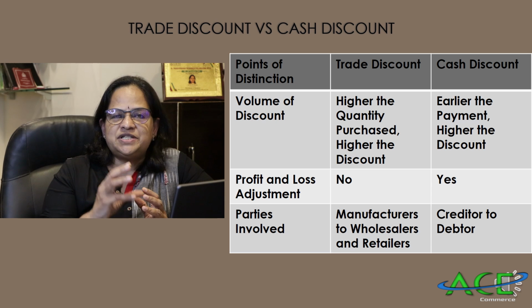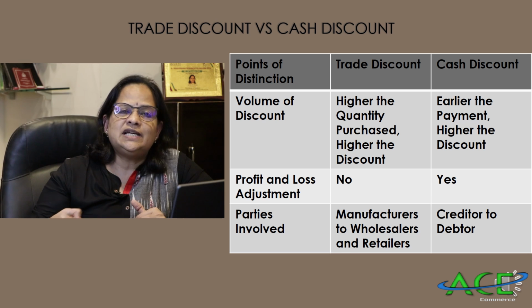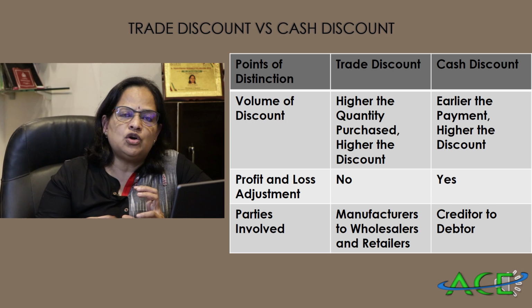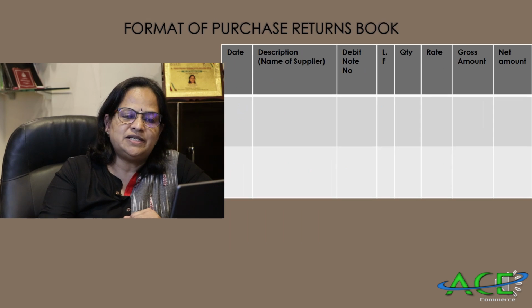Now parties involved. Trade discount is usually given by manufacturers to wholesalers and by wholesalers to retailers. 30%, 40%, 10%, that trade discount will be there. Whereas cash discount is given by the creditor to the debtor.